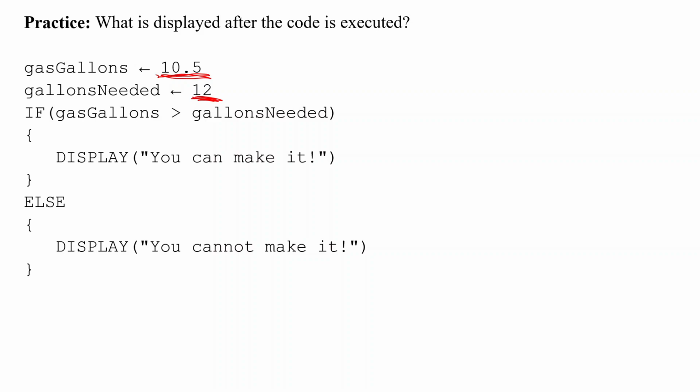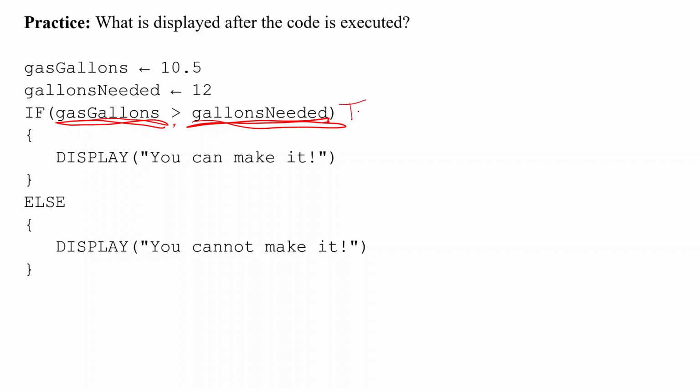Now, that's just a conversation you and I can have, but how do I give that series of instructions to a computer so that it prints off, oh, you're going to make it, or no, you're not going to make it? That's where the if statement comes in. So the question is, do I have enough gallons to get where I need to go? How can I ask that question in a computer language? I can use a comparison operator. I ask, is the gas gallons that I have greater than the gallons that I need? Do I have more gallons than I need? And I do that with a comparison operator.